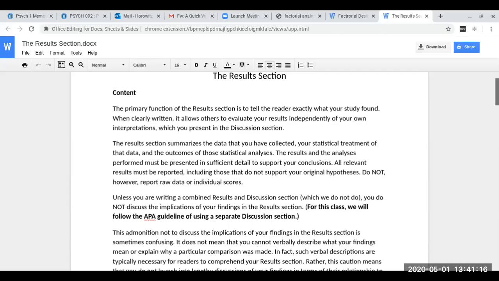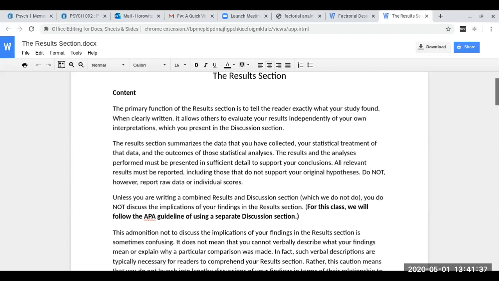So all relevant results must be reported, including those that do not support your original hypotheses. So if you predicted a main effect and you don't get one, or you get the opposite effect, we don't look at the raw scores or individual scores. We only look at the group data to see if there was a significant difference or not.